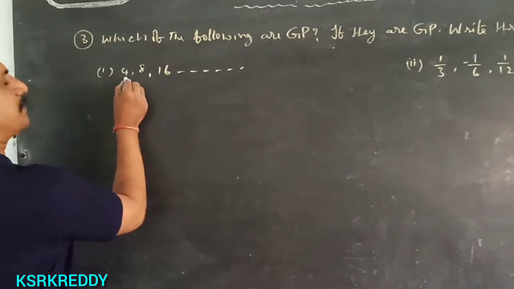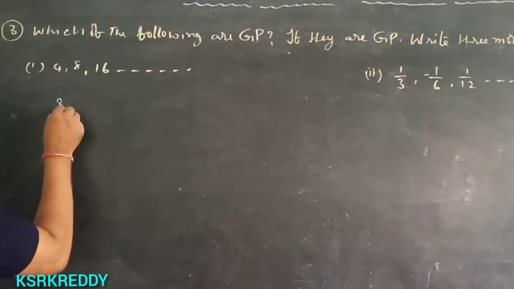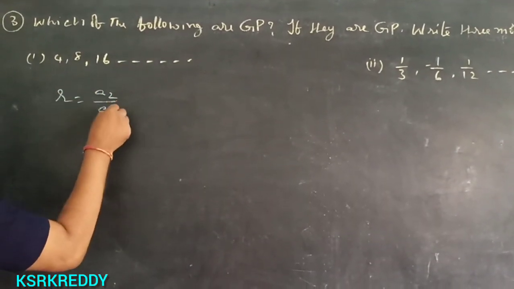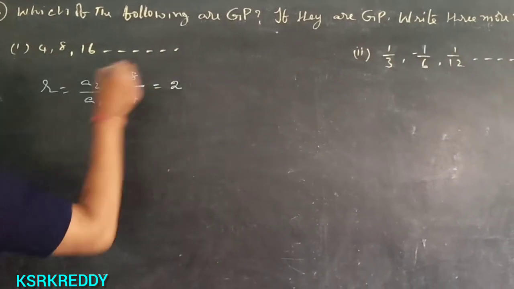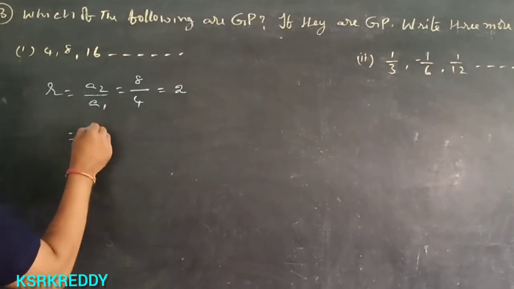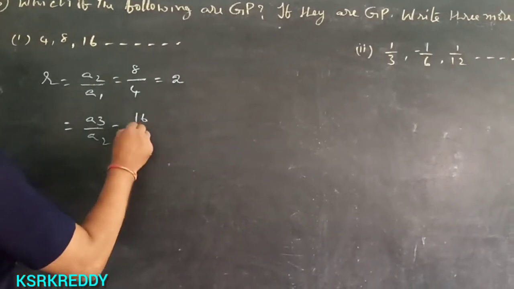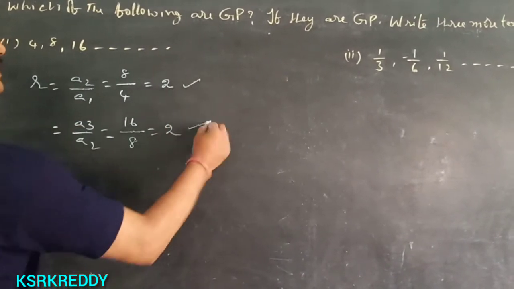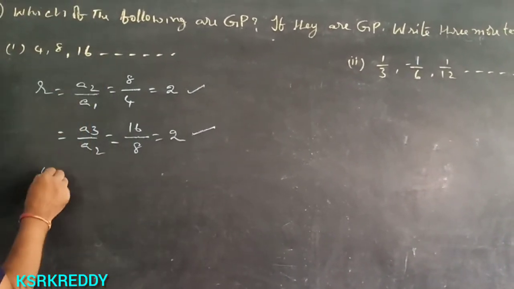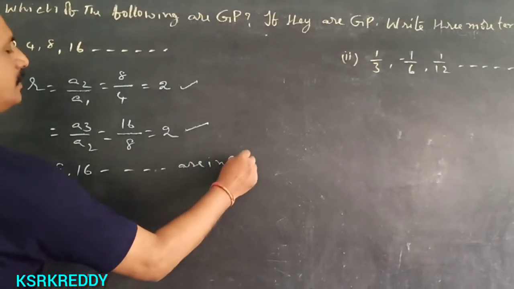First one, given progression is 4, 8, 16 and so on. Then R is equal to A2 by A1. What is the A2 value? 8 by 4 is equal to 2. Common ratio value 2. Next A3 by A2. What is the A3 value? 16 by 8, this is also 2. Common ratio is same. So the series 4, 8, 16 and so on are in GP.